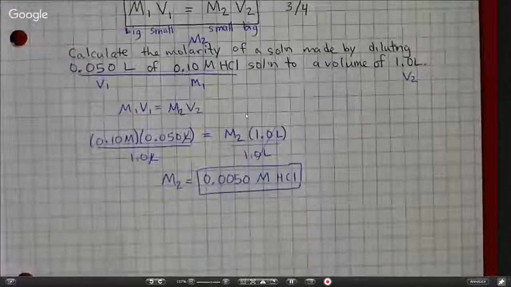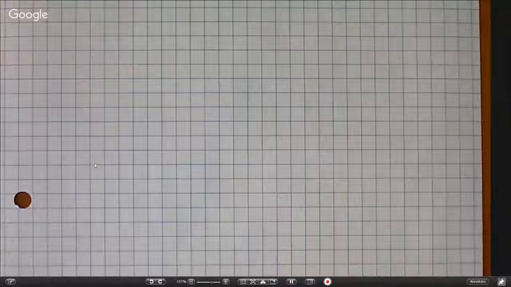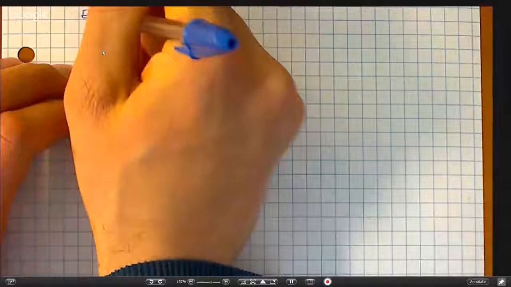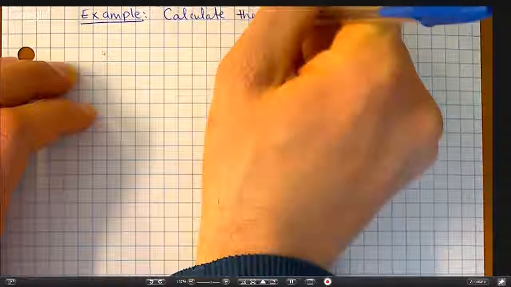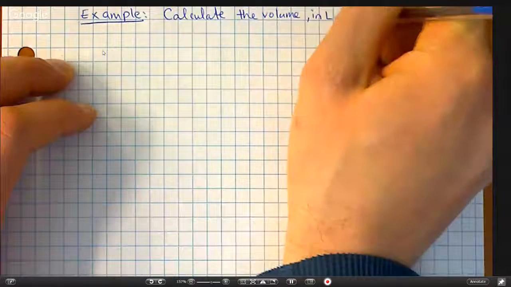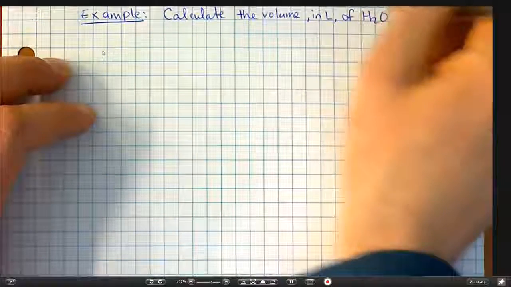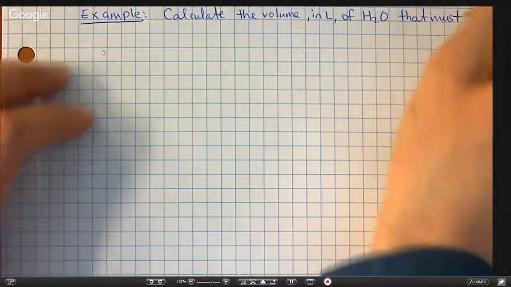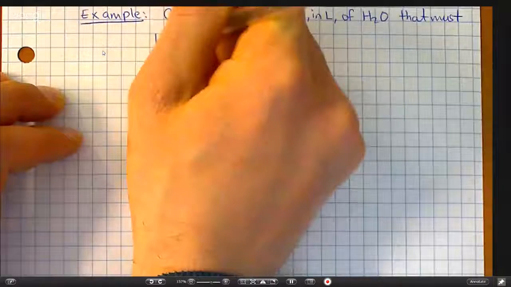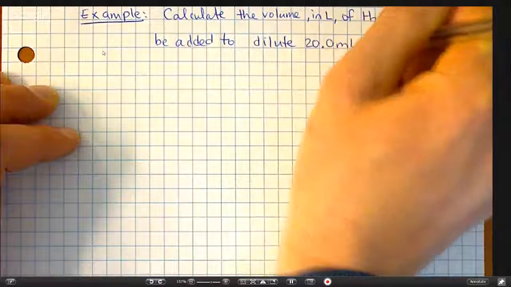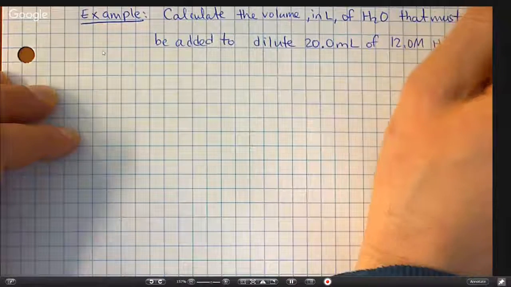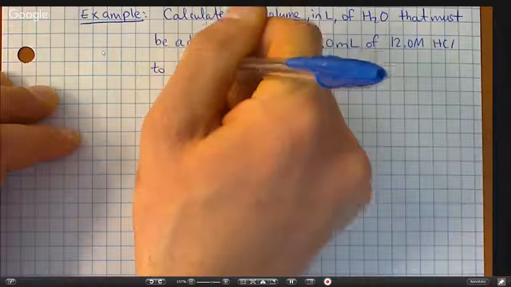Okay, let's go on and take a look at another sample problem. Okay, this example says the following. Calculate the volume in liters of water that must be added to dilute 20 milliliters of 12 molar HCl to 0.100 molar HCl.